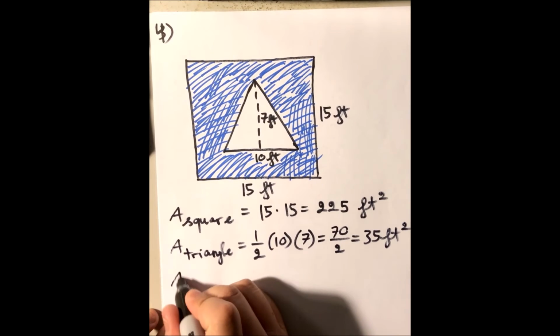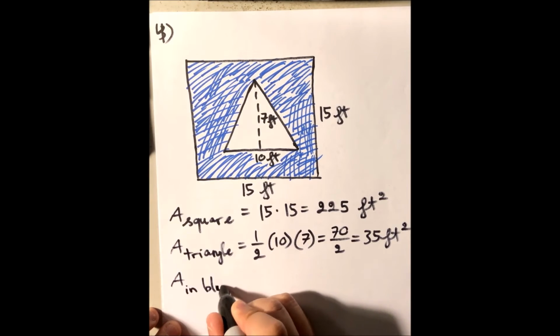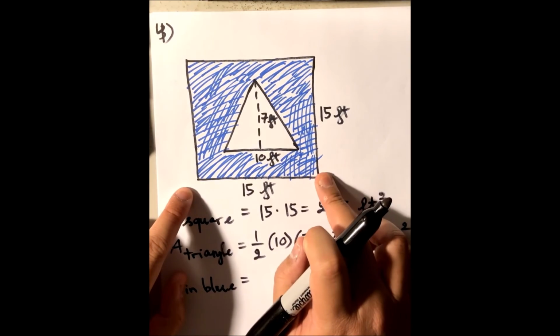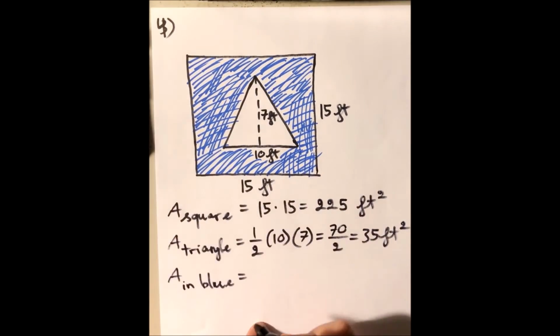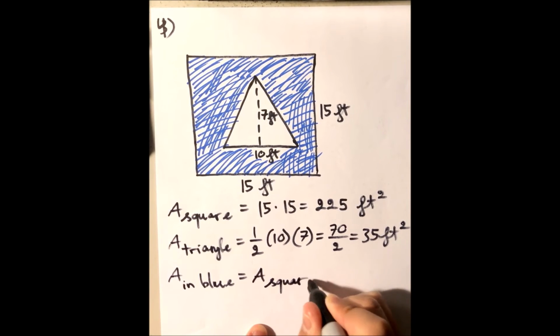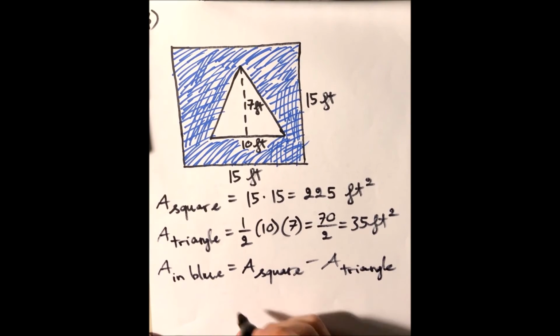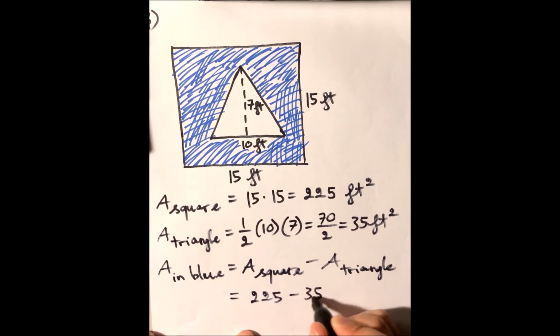So the area in blue, capital A subscript blue, is going to be the area of the bigger shape, the square, subtract the area of the smaller shape, or the inner shape, the triangle. So we take the area of the square, subtract the area of the triangle. Well, this is going to be 225 subtract 35.